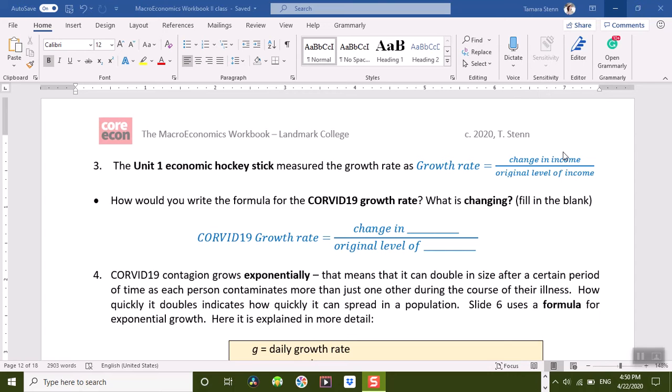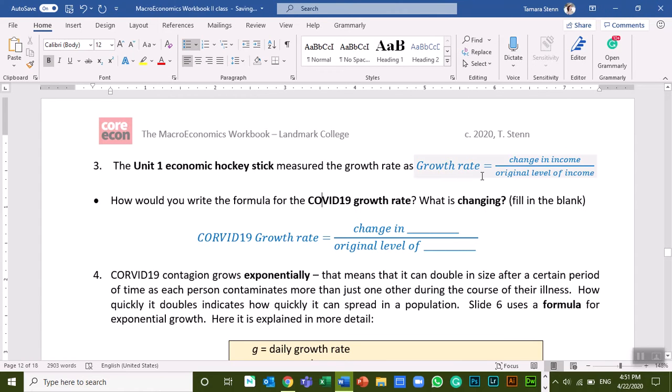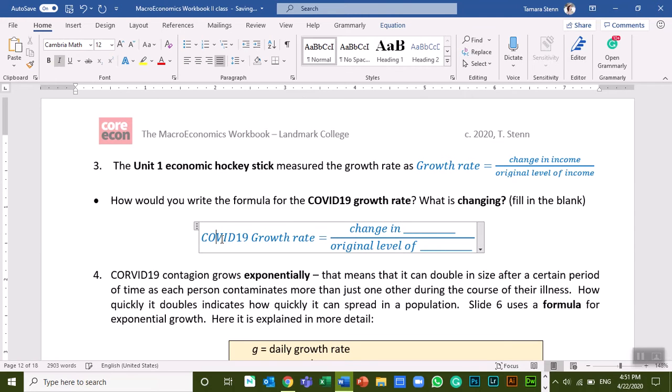So now if we're going to look at the growth rate of COVID-19, let's say we want to know how quickly it's growing in one country or another so we can do a comparison, how would we write that formula? The COVID-19 growth rate would be the change in what over the original level of what? You get to fill that in yourself. That's going to be part of this assignment.